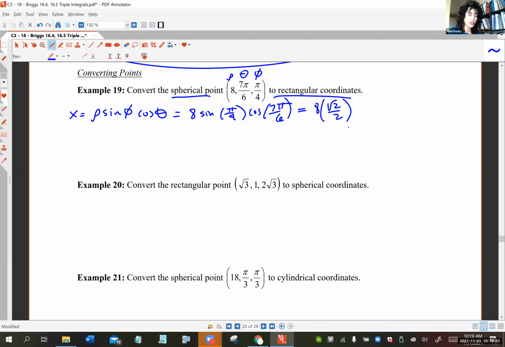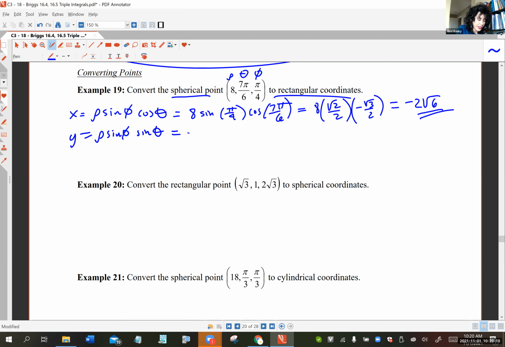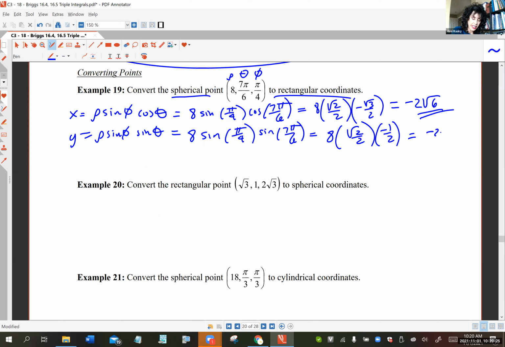Sine of pi fourths is square root of 2 over 2. Cosine of 7 pi 6 is negative square root of 3 halves. Multiply these three together and reduce. I get negative 2 square root of 6. Save that for later. Y is equal to rho sine phi sine theta. So you're going to have 8 sine of pi fourths sine 7 pi 6. So that's going to be 8 times square root of 2 over 2 times negative a half. Multiply and reduce. I get negative 2 square root of 2.